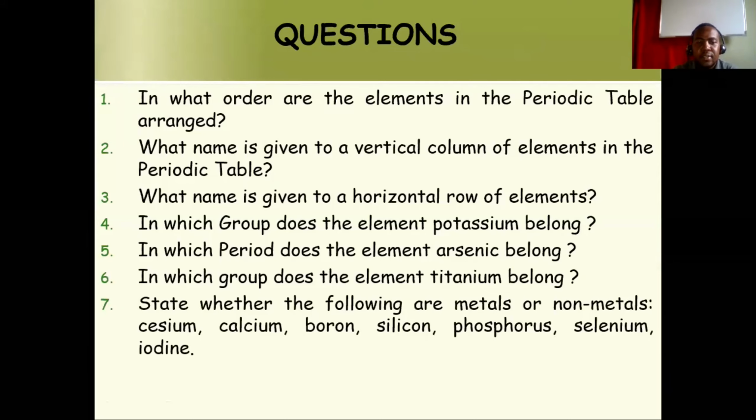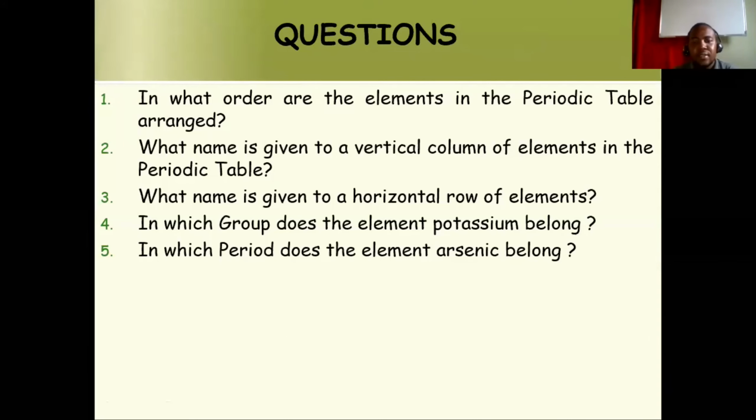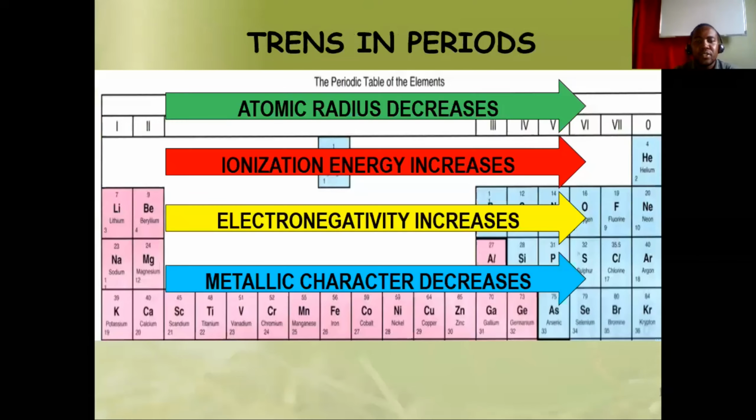In which group does titanium belong? And state whether these are metals or non-metals. All right, so let's look at titanium. Titanium is Ti, which is 2 away from calcium. So what group is that? Group 2? No, not group 2. It's a transition metal, right?